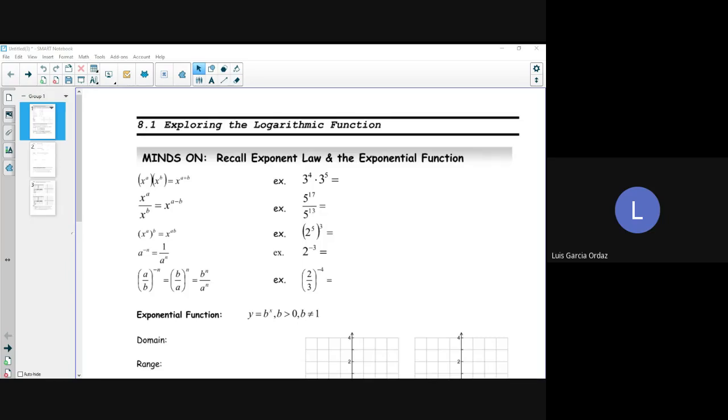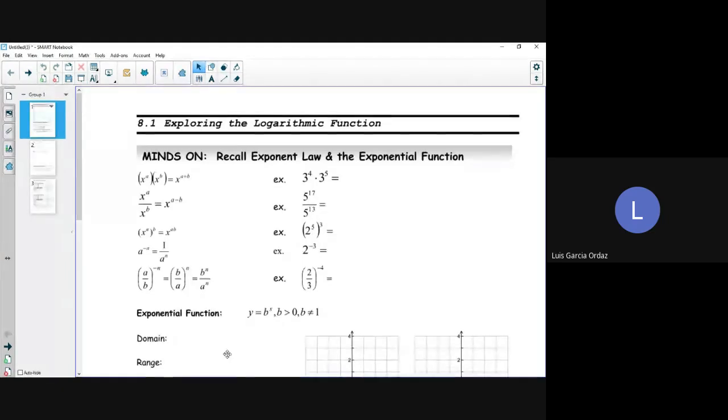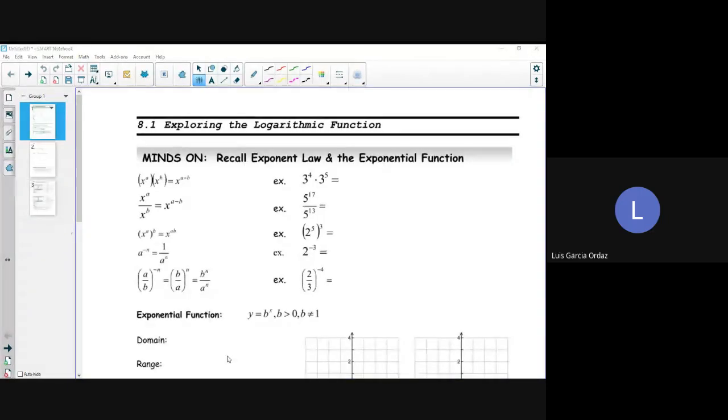Okay, so we're going to start off with the first example, just to be fresher on exponent laws. So lesson 7.1 is exploring the logarithmic function. So we want to recall the exponent laws. So when we're multiplying exponents with the same base, we're adding the exponents. So what would the answer be for 3 to the 4 times 3 to the 5? 3 to the power of 9.